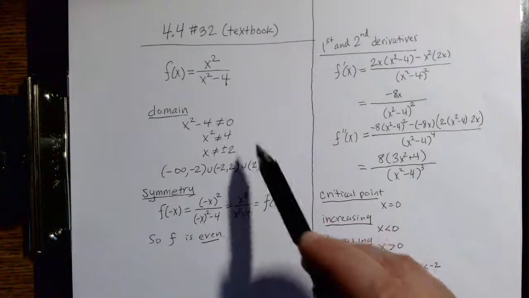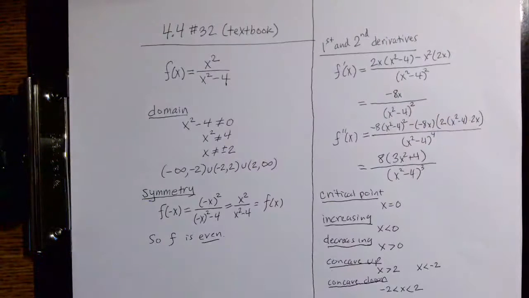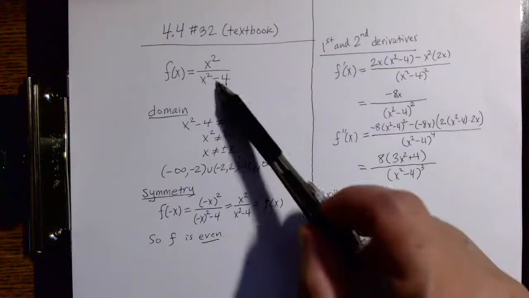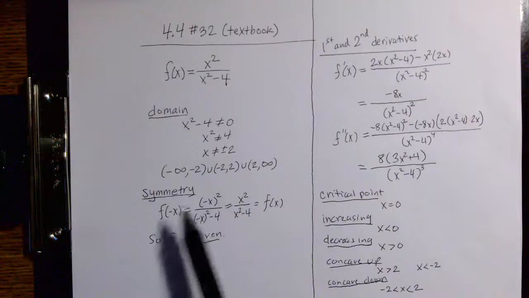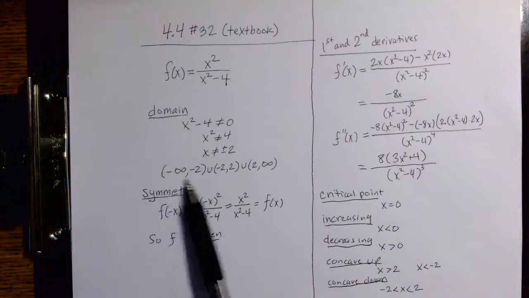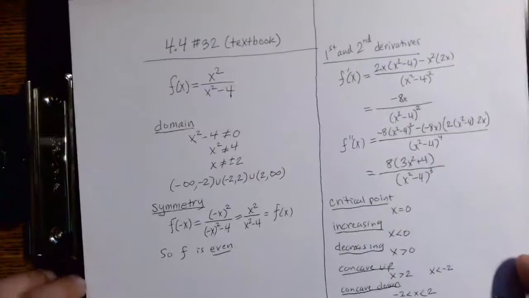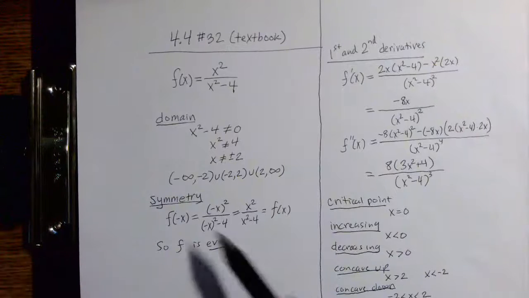So domain is one thing. Certainly when you look at a rational function, there's potentially things that are outside the domain because they would cause you to divide by 0. In this case, plus or minus 2 are not in the domain, and in interval notation we could express that domain this way.